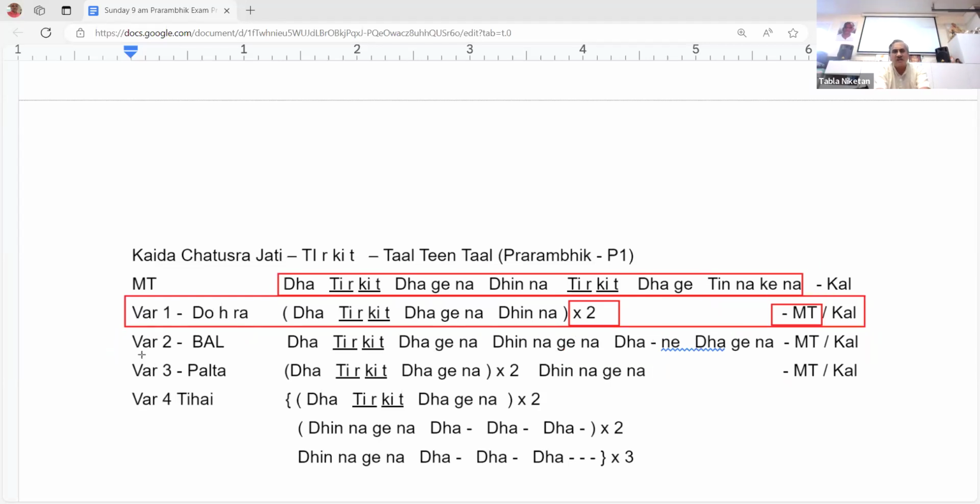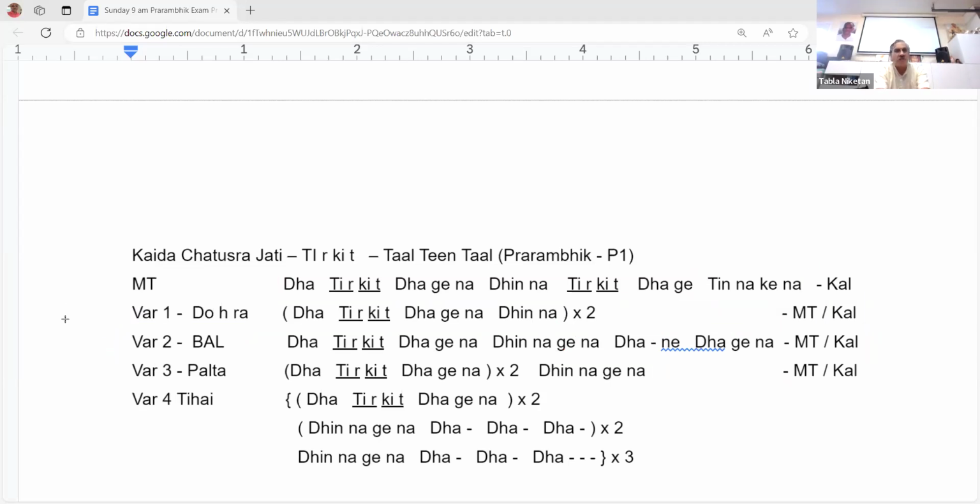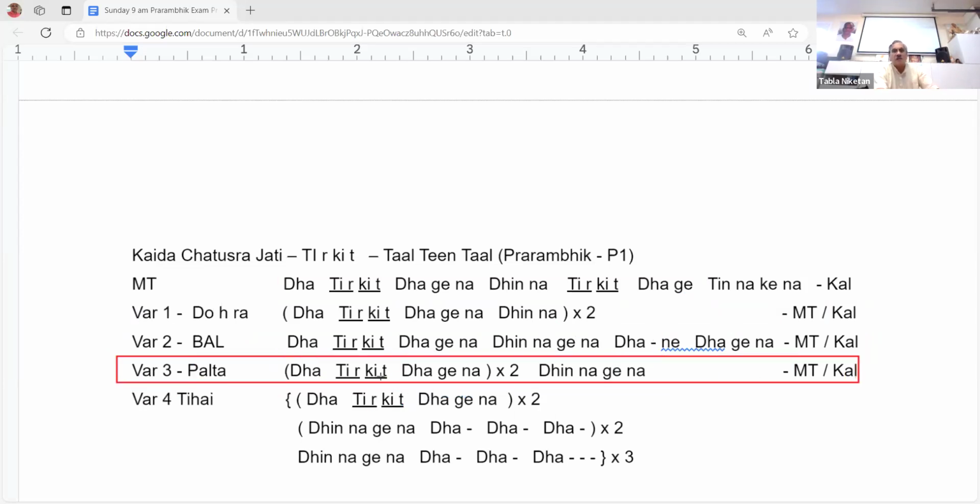Variation 3 is slightly easier compared to variation 2. It's not that difficult, but let's try. It's called a palta. So what is it? Dha tira kita dhagena, this phrase you are doing 2 times, and then just dhinna gena basically. So 1, 2, ready, go.